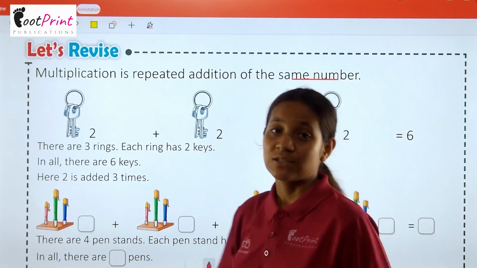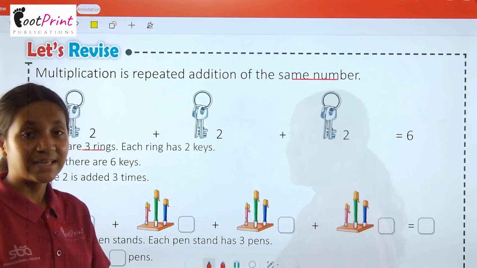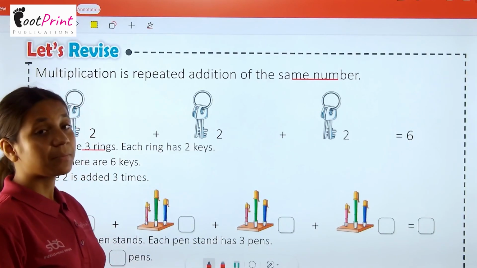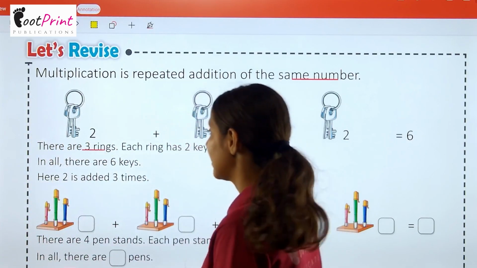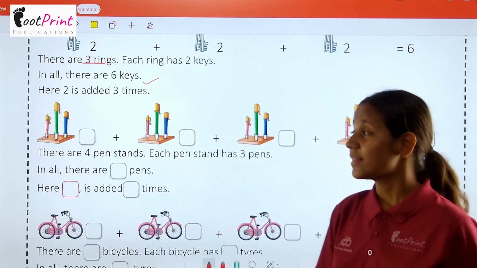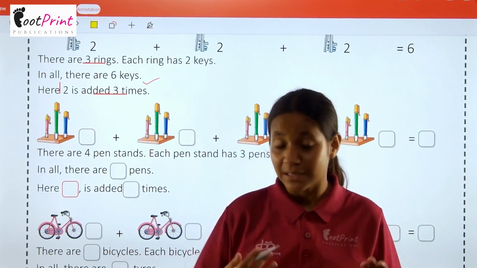Multiplication is repeated addition of the same number. So there are 3 rings. Each ring has 2 keys. यहाँ पे हमारे पास 3 rings हैं और उन सभी में 2 keys हैं. In all there are 6 keys. That means here 2 is added 3 times. That is also known as repeated addition.